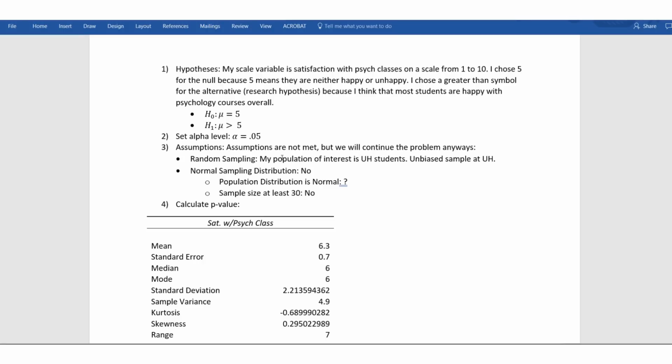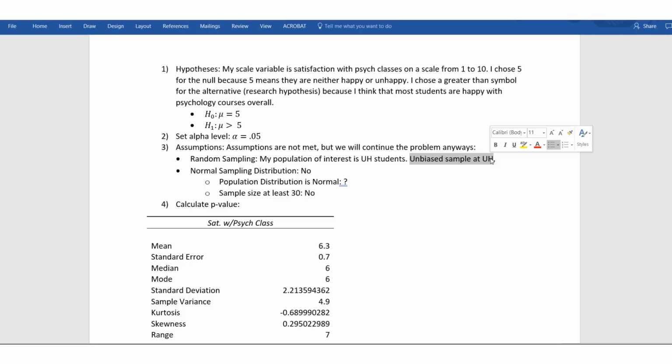So say my population is students at U of H, and I stand by the library and ask people there. It's not really random because I'm not randomly selecting them like out of a hat of all the people at U of H. Only getting people who go by the library at that specific time. Now, how I did it, it's not too unbiased.